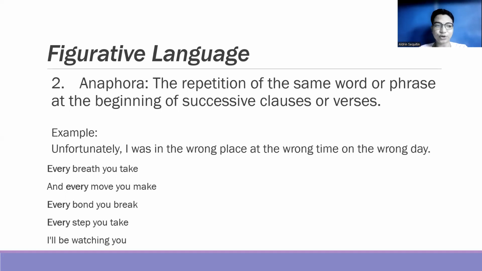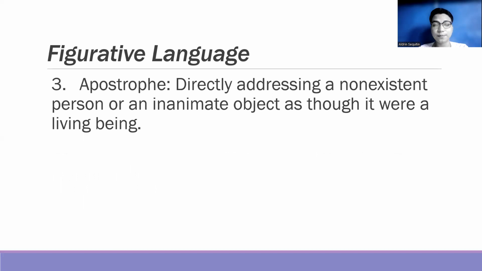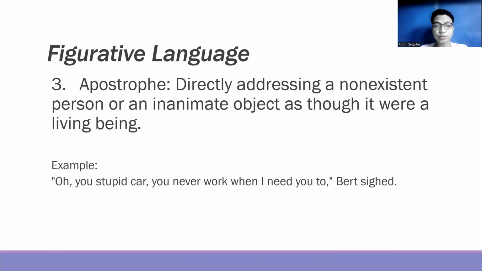So that is anaphora. Next is apostrophe. In apostrophe, we are directly addressing the statement to a non-existent person or to an inanimate object, as if they were living. So we are directly talking to them. For example, "Oh, you stupid car, you never work when I need you to." In here, we are directly talking to a car, which is an inanimate object. So that's apostrophe.